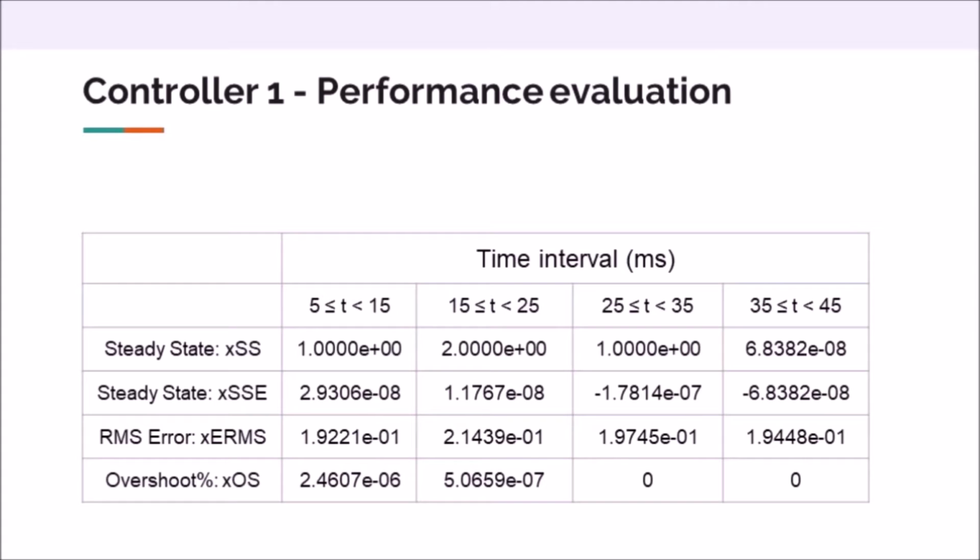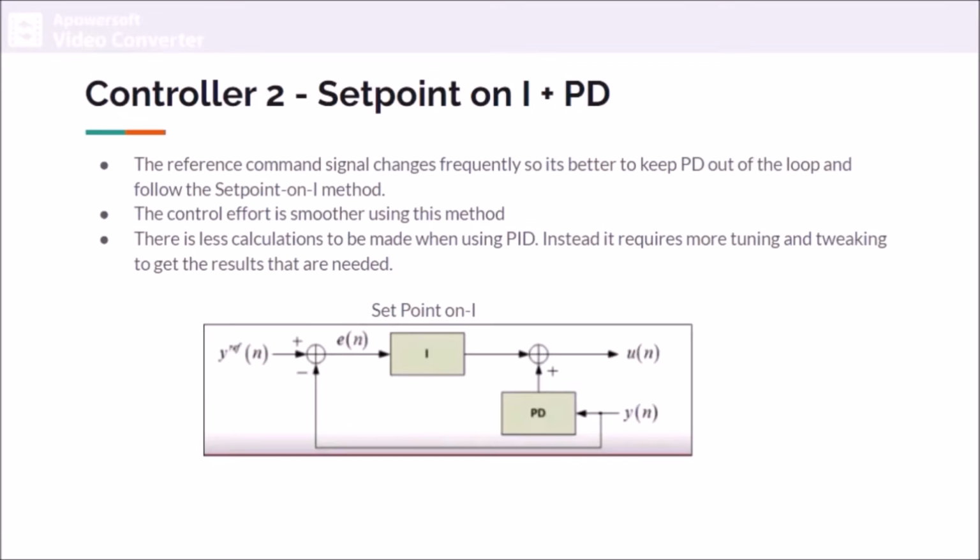The criteria for this didn't really account for rise time, but most importantly, in the requirements document, we wanted to have no overshoot. And you can see from here that there's very little overshoot. There's also very little RMS error, which is good.